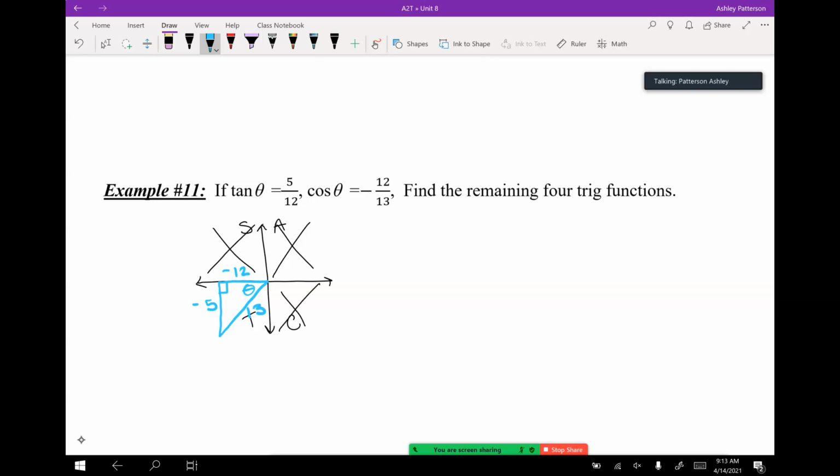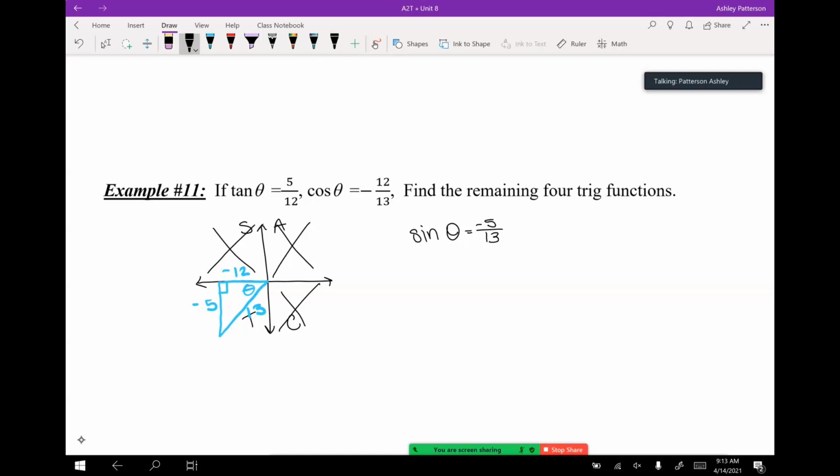So let's find the other trig functions. We have cosine and tangent only, so let's start with sine. The sine of theta is going to be the opposite, which is negative 5 over the hypotenuse, which is 13.